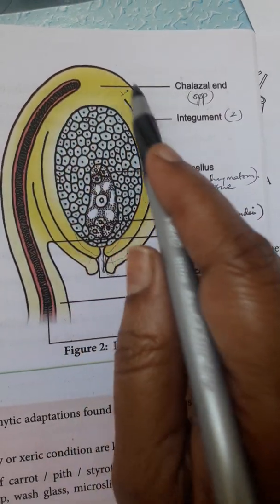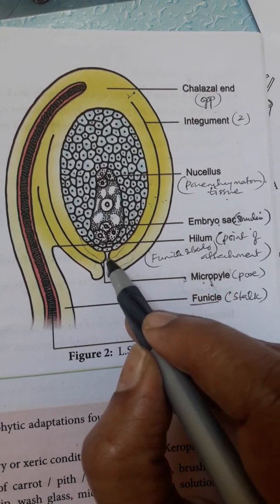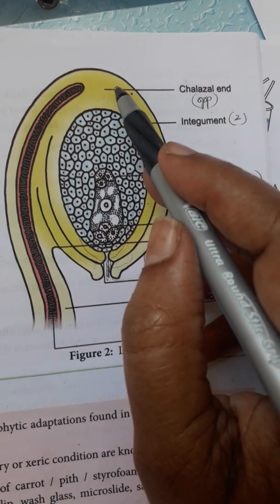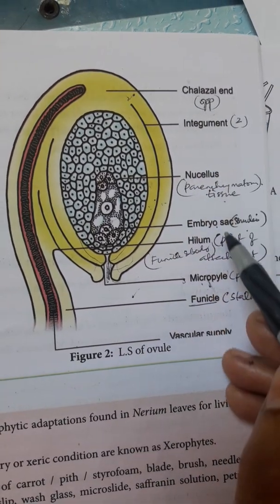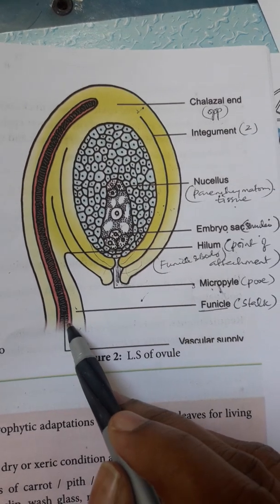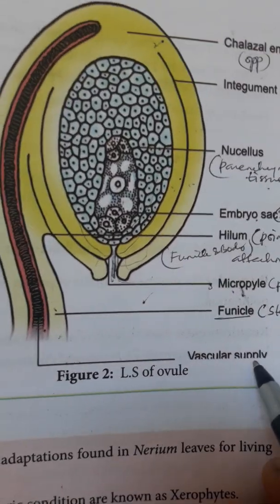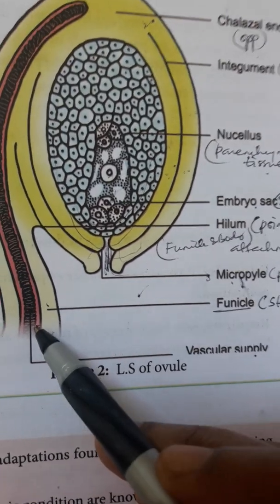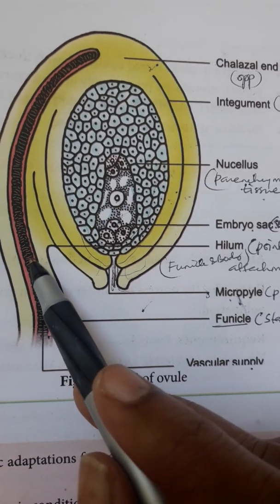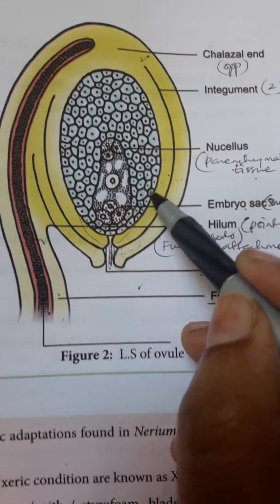Understand this structure clearly, you will get a 5 mark question. The integuments form a pore, micropyle, and opposite to the micropyle is chalazal end. So I have completed all these parts. Now funicle, the stalk of the ovule is known as the funicle. Okay, and this vascular supply, the food is supplied through the vascular, xylem and phloem.